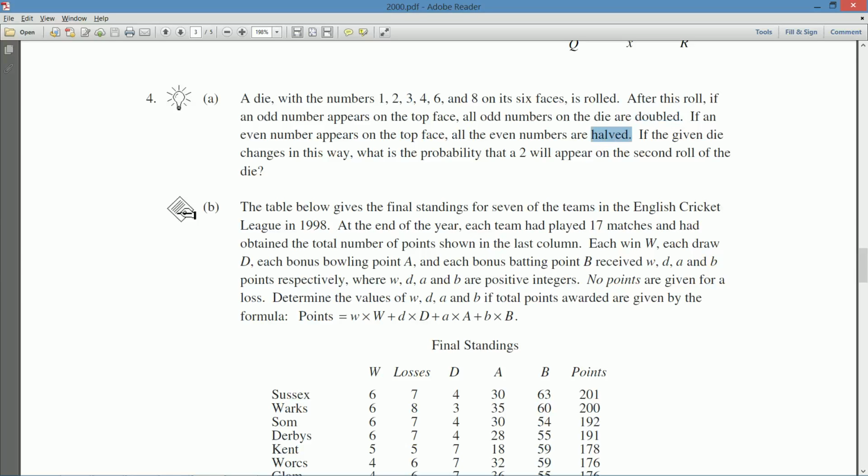So we roll and the 8 pops up. Suddenly our die now reads 1, 1, 3, 2, 3, 4. If the given die changes in this way, what is the probability that a 2 will appear on the second roll of the die? Okay.